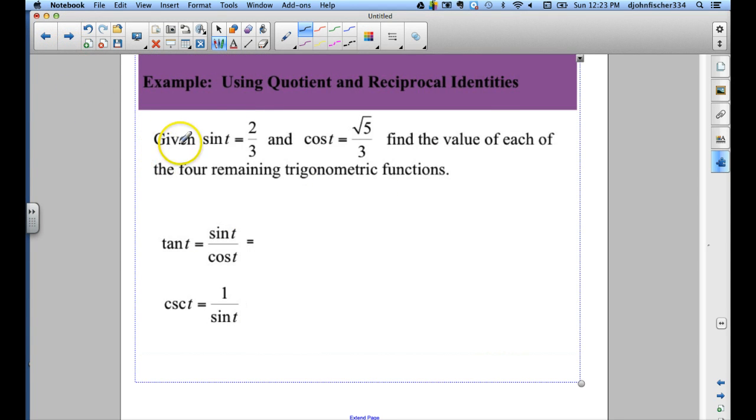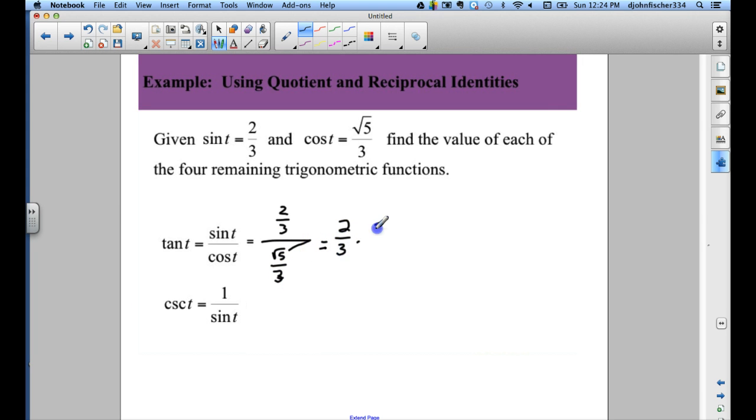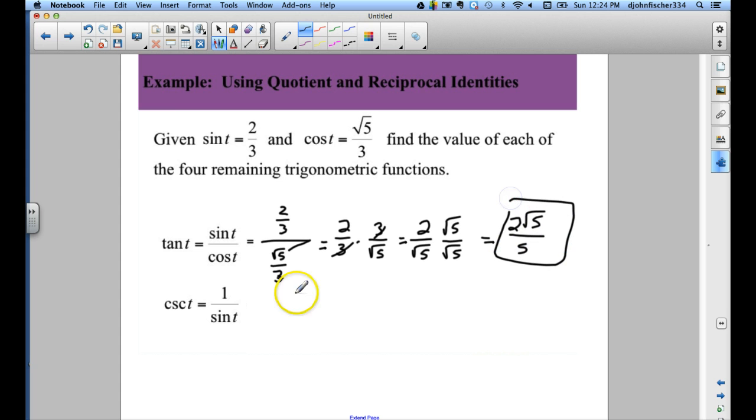So let's say here we're given that the sine of t is 2/3 and the cosine of t is square root of 5 over 3. Find each of the four remaining trig functions. Well, tangent is sine over cosine, so 2/3 over square root of 5 over 3, which is 2/3 times 3 over the square root of 5, which is 2 over the square root of 5. Rationalizing the denominator, we're going to get 2 square root of 5 over 5 for our tangent.